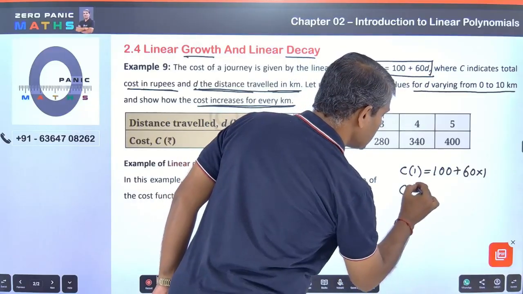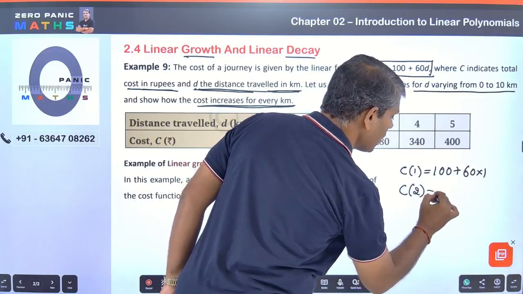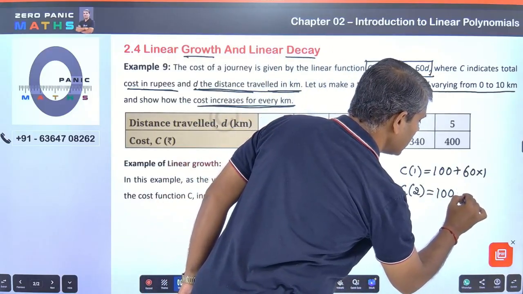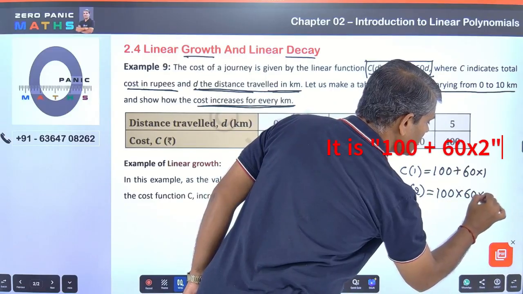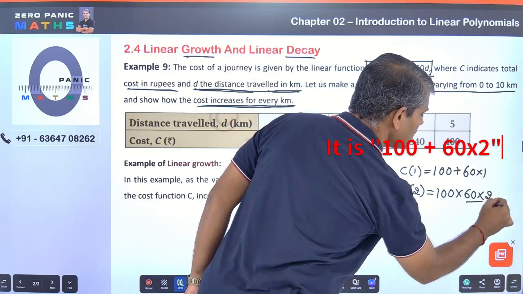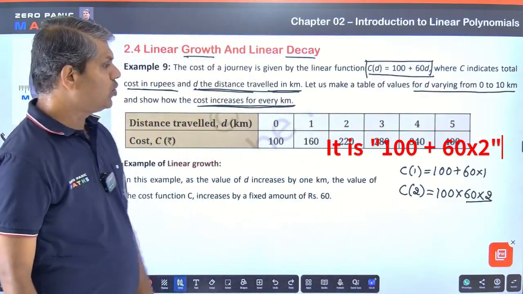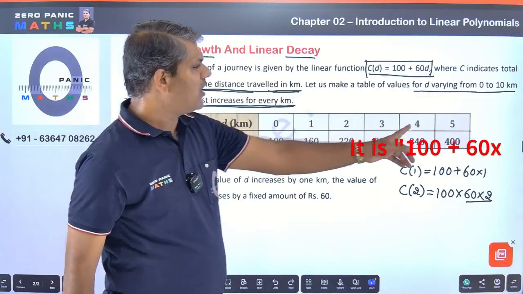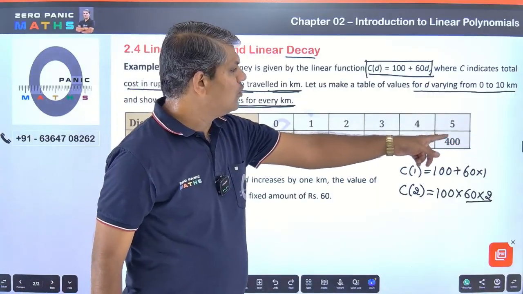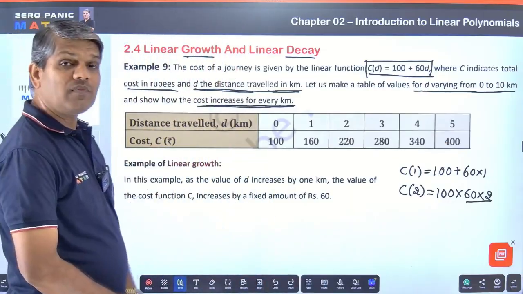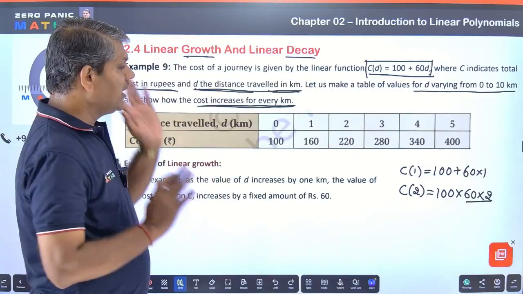Now similarly, C(2), that is the cost of traveling 2 kilometers. You just replace d by 2. 60 into 2 is 120, and plus 100 is going to give you 220. In the similar manner, you put different values of d and calculate the cost of the distance traveled in rupees.